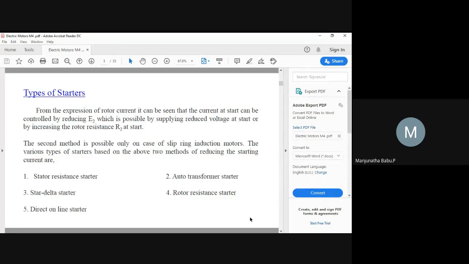So in the previous lab also we would have done this by using the auto transformer, the purpose of the auto transformer. Now the load test that we are conducting uses a star delta and a direct online starter. So let us see how these starters are constructed, what their purpose is, and what the expressions are with respect to the starter. Let us go for the first, the stator resistance starter.